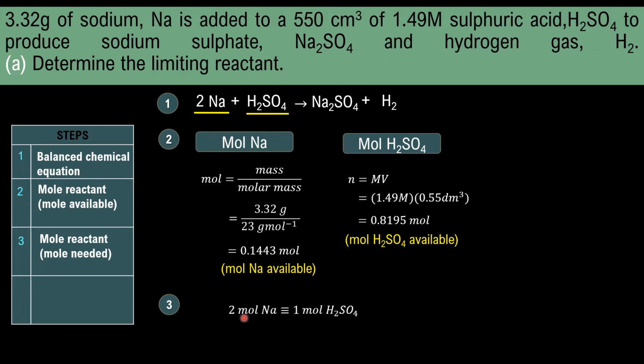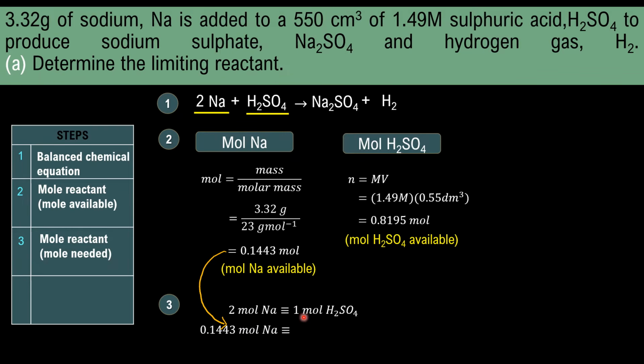So kita ada berapa mole sodium? So tengoklah dekat mole sodium available ni, kita ada 0.1443 mole sodium. So inilah bilangan mole sodium yang kita ada. So tulis dekat sini. So dia akan jadi 0.1443 mole sodium. So, berapa mol H2SO4 yang kita perlukan? So, kita kena buat darab silang.